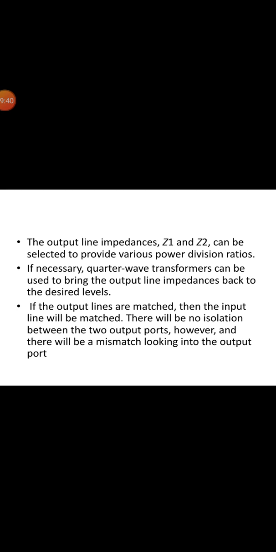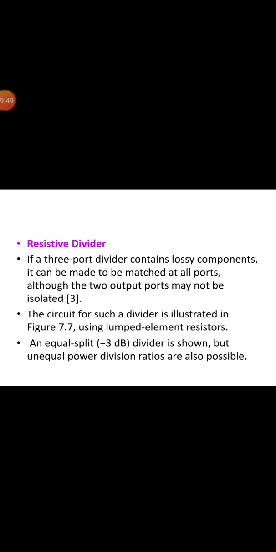So if the output lines are matched, then the input line will be matched. There will be no isolation between the two output ports. However, there will be a mismatch looking into the output port. And the second category is a resistive divider.